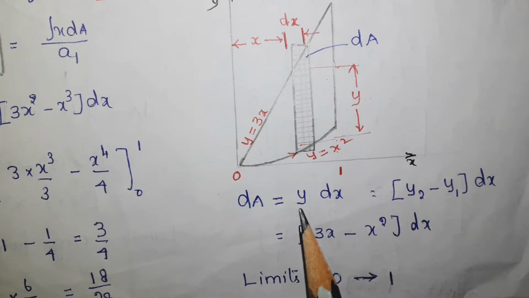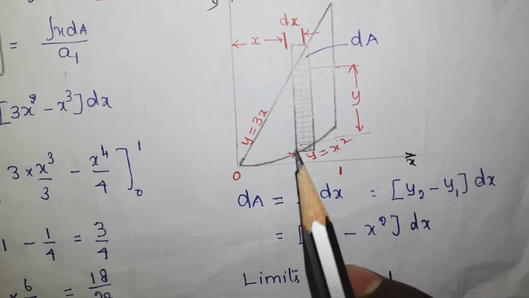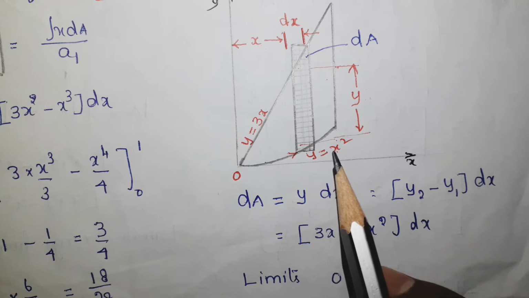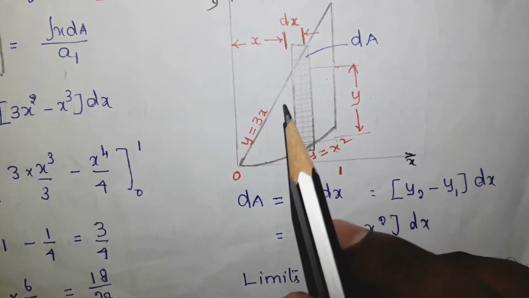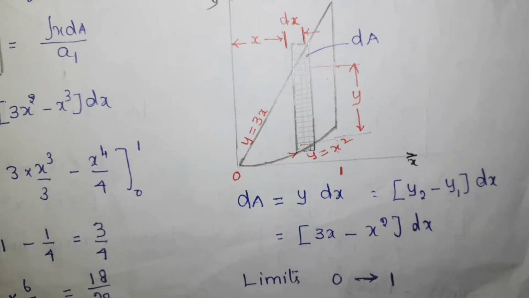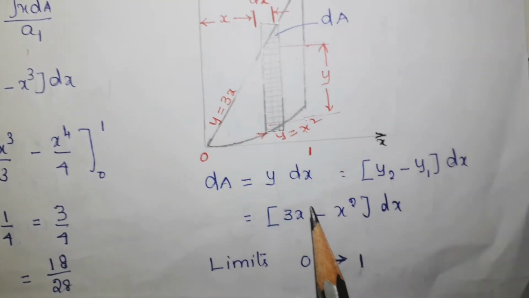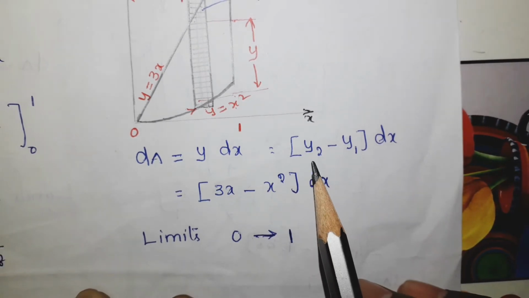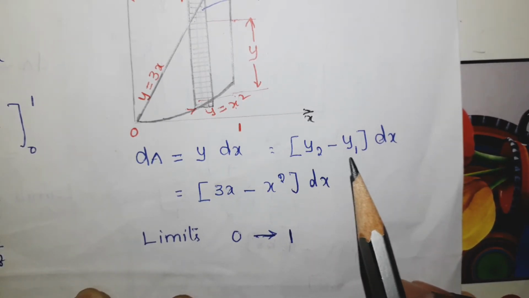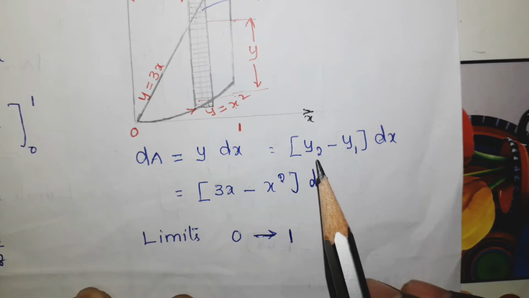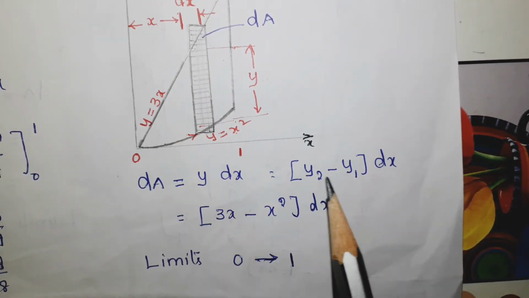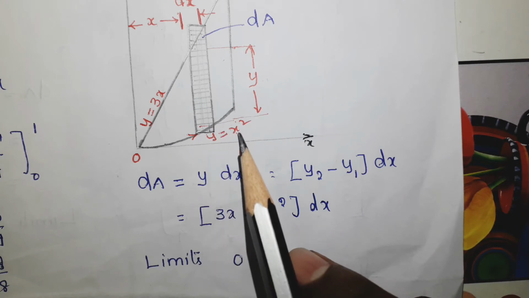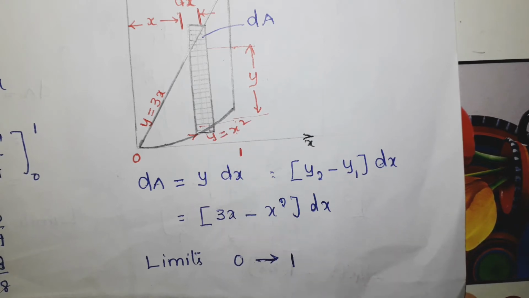Now y, as I said, is a variable. You see here this is the bottom end of that dA, where the equation is y equal to x square, and this is the top end of that dA, where the equation is y equal to 3x. Now y can be written as the difference between these two, y2 minus y1. Now y2 is nothing but the upper limit where y equal to 3x, and y1 is nothing but the lower limit where y equal to x square.